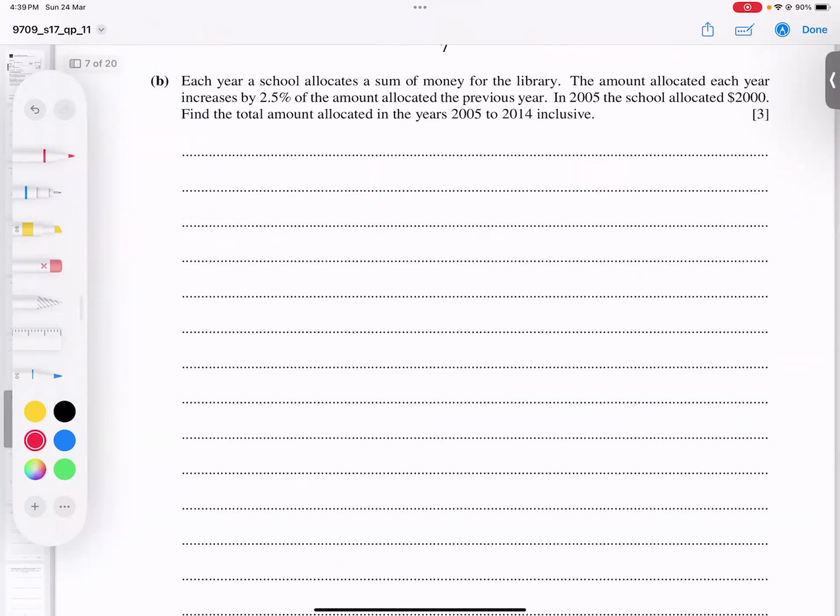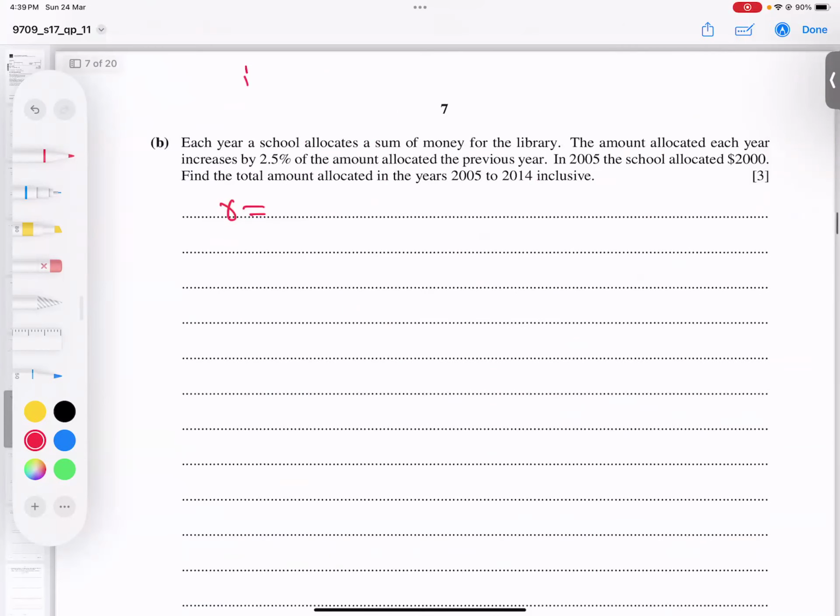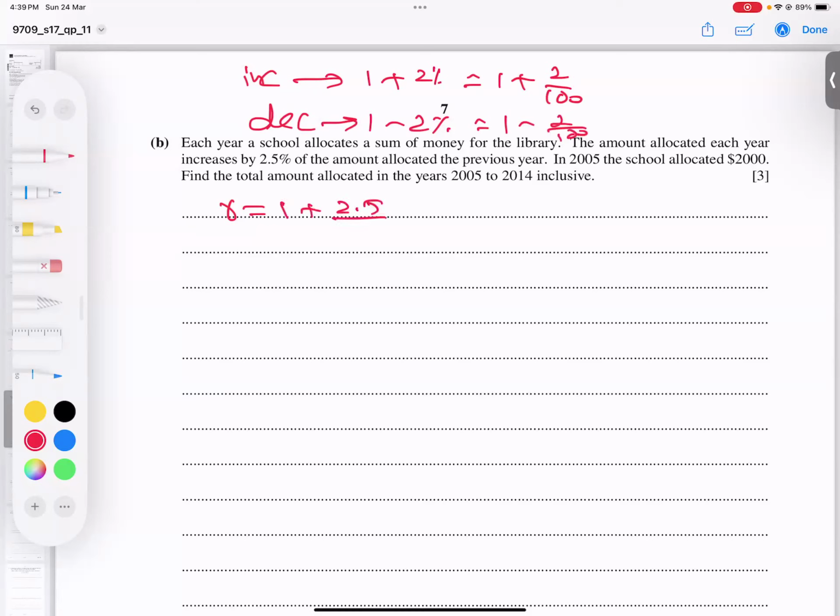Let's go for this question. Each year, a school allocates a sum of money for the library, and the amount allocated each year increases by 2.5%. Whenever he says increases, we say 1 plus. For example, for a 2% increase, 1 plus 2 by 100. If you say decrease, then I will say 1 minus 2%, so 1 minus 2 by 100. Now because he said increase 2.5%, 1 plus 2.5 divided by 100, and I get 1.025.